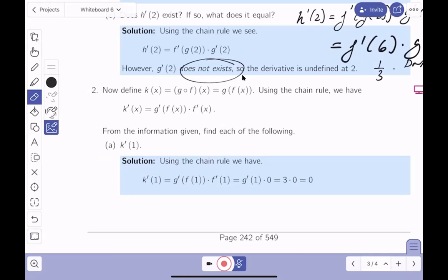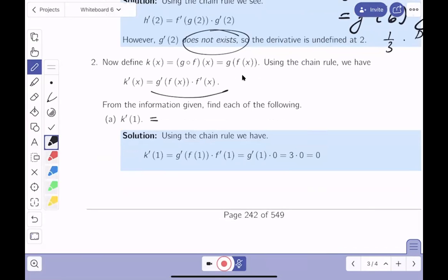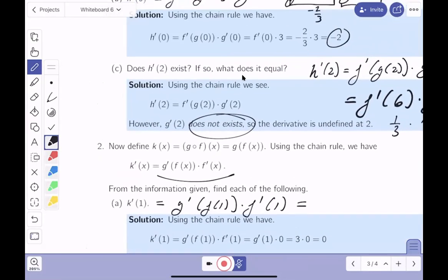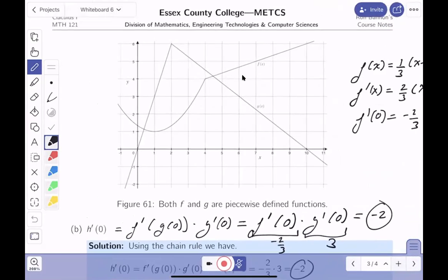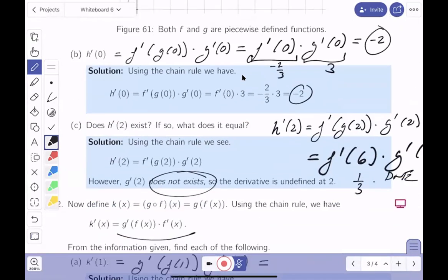And this composition is g of f. So the derivative of that is going to be g prime evaluated at f of x times f prime of x. So let's write this down one step at a time. And again, I'm using this over here. g prime of f of 1 times f prime of 1. One step at a time. Let's see if we can do f of 1 now. It's right there. That's going to be 1.